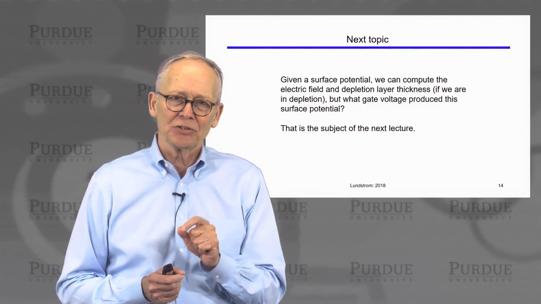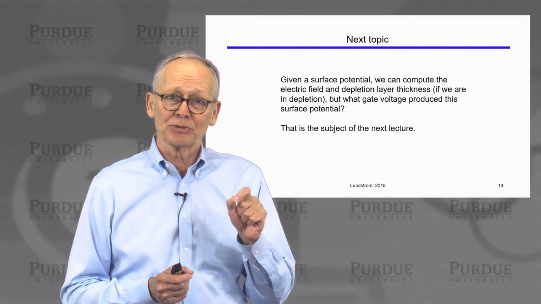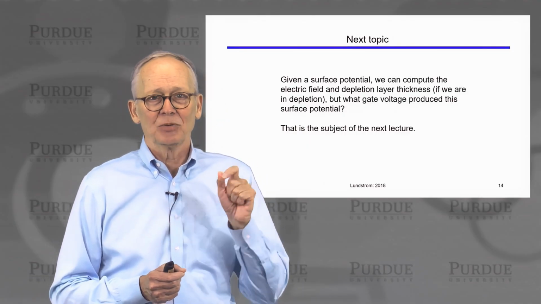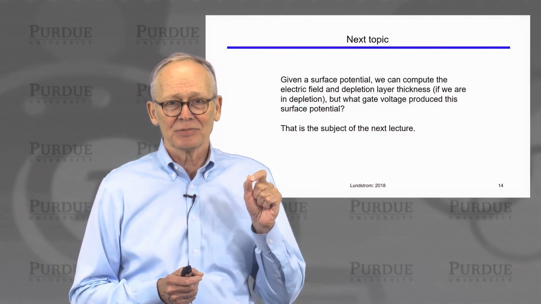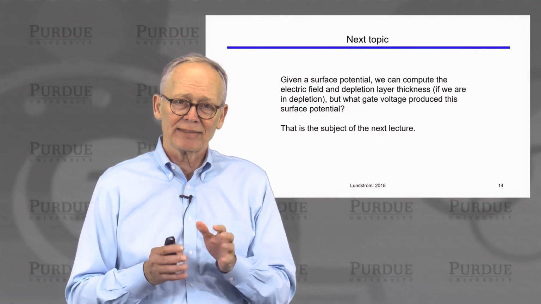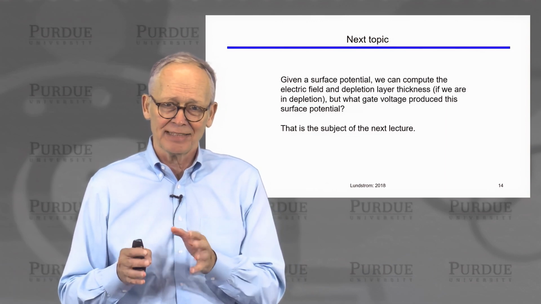So we need to understand, given a surface potential, what gate voltage produced that surface potential, because then we can relate what happens in the laboratory to what actually happens inside the semiconductor. So we'll talk about that gate voltage and surface potential relationship in the next lecture.